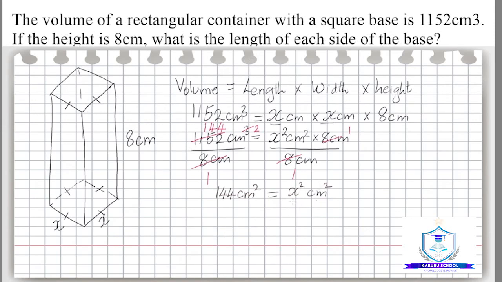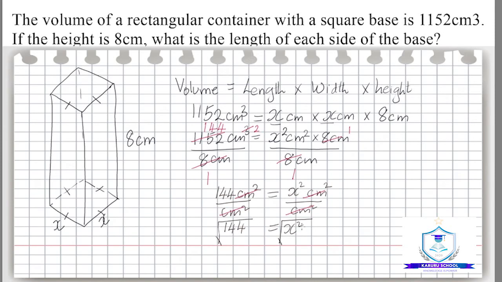So to get the value of x, we can divide both sides by centimeters squared since it is common to both sides. So this cancels out. And then we have 144 equals x squared. So to get the value of x, we can find the square root of both sides.